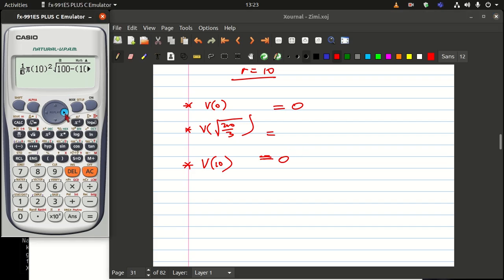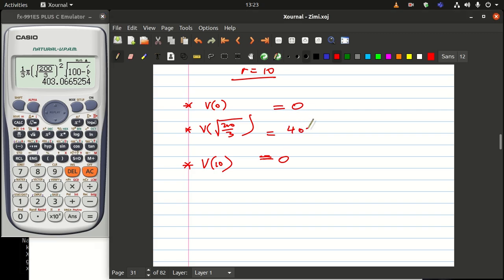And if we have neither of those, we have the square root of 200 over 3. We have 200, and then we divide it by 3, and then we go all the way and come here. We have the square root of 200, and then we divide by 3. What are we getting? We end up getting about 403.07.